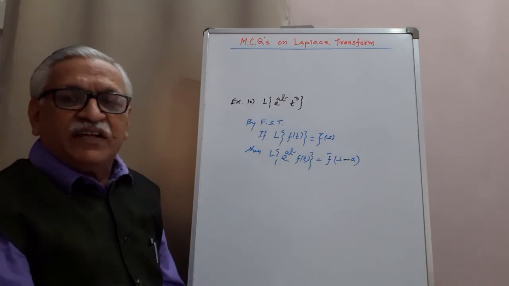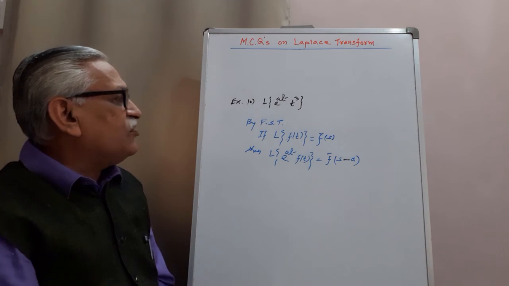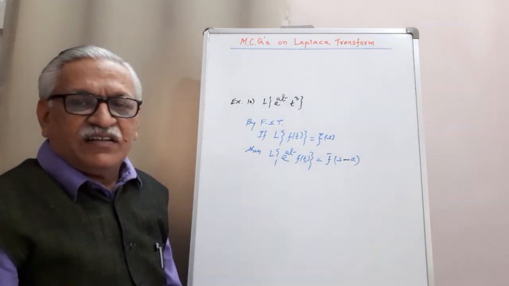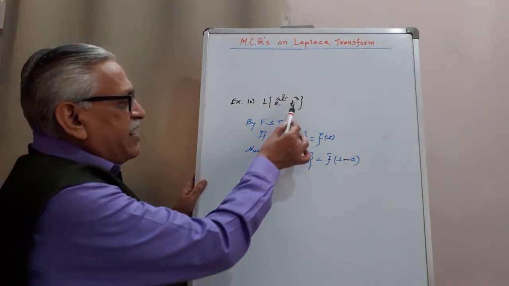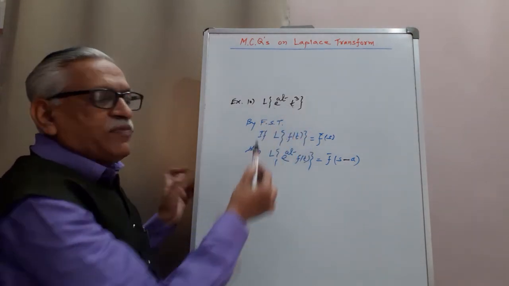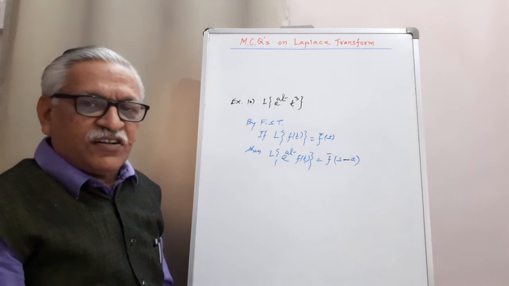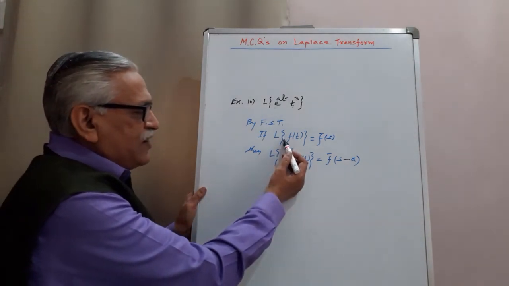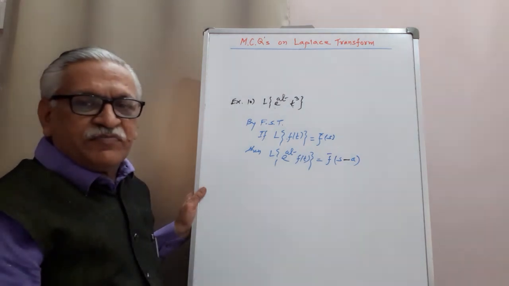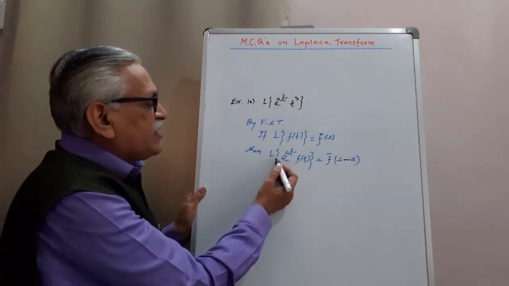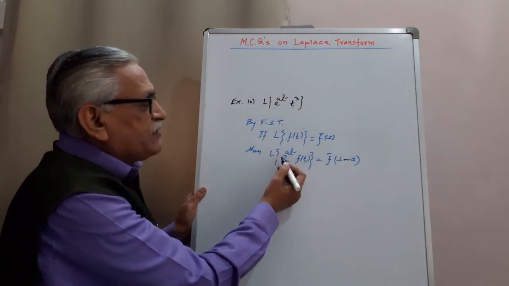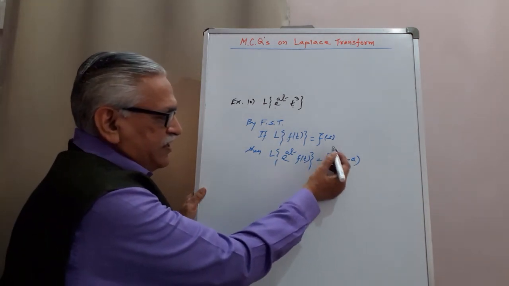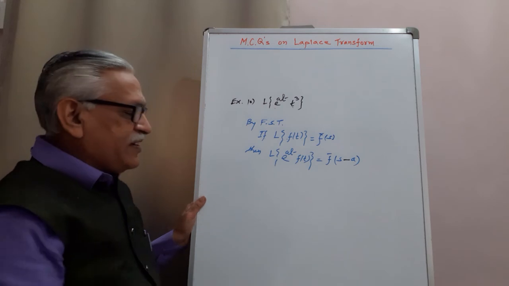The last example, example number 10. Find Laplace of e raised to at into t cube. Once again, a problem of the first shifting theorem, as f of t is multiplied by e raised to at term, and therefore by the first shifting theorem we have, if Laplace of f of t is f bar of s, then Laplace transform of f of t multiplied by e raised to at is f bar of s minus a, replacing s by s minus a.